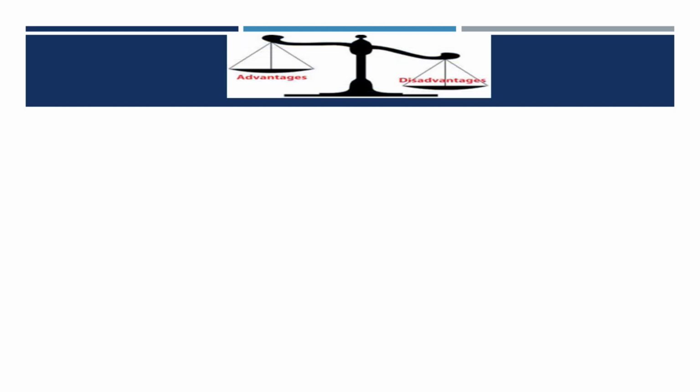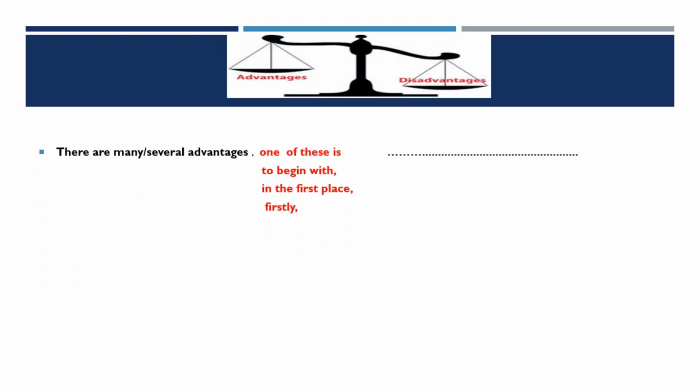To talk about the advantages, this is an easy and cool way to begin your paragraph. For example, simply you can say, there are many advantages, or there are several advantages, and you have okay to restate the first advantage by using one of these: to begin with, in the first place, or firstly. One of these expressions, and you write your argument.